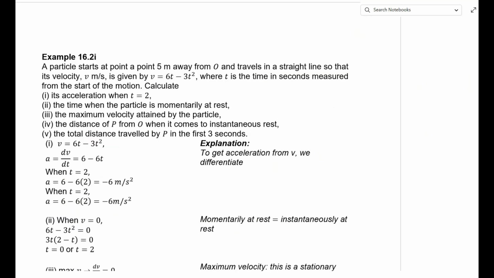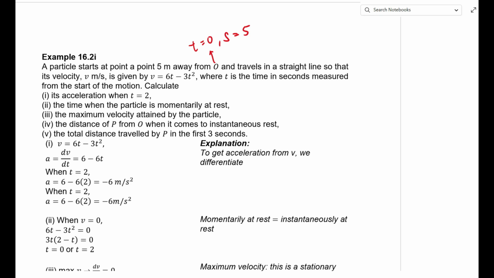So example 16.2i, a particle starts at a point 5 meters away from our fixed point O. This means that when t equals 0, our displacement s equals 5. So along the way, when you read through the questions, if you see any hints that the question gives you, you can immediately write down what it means. So you can annotate the question.